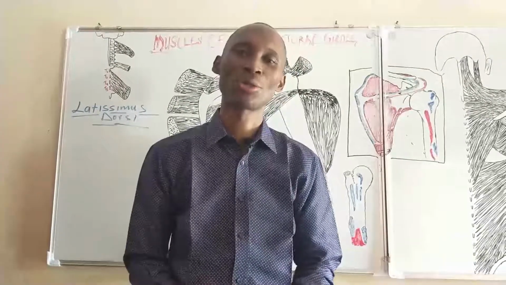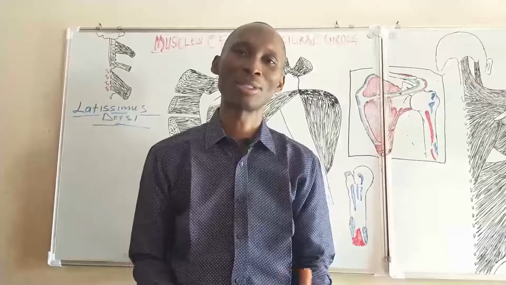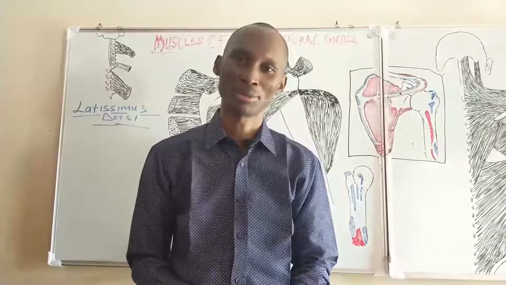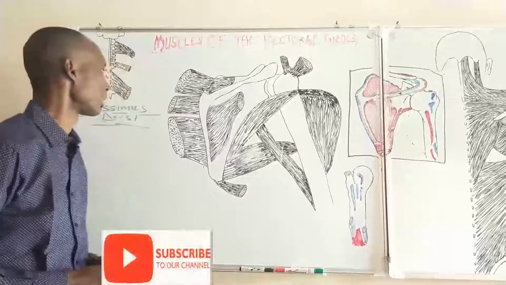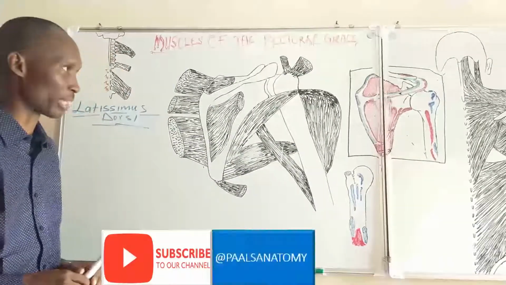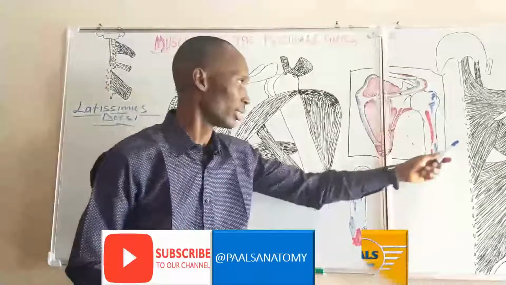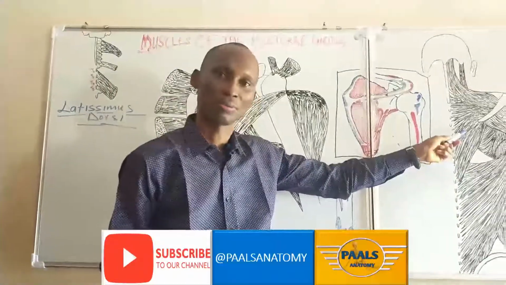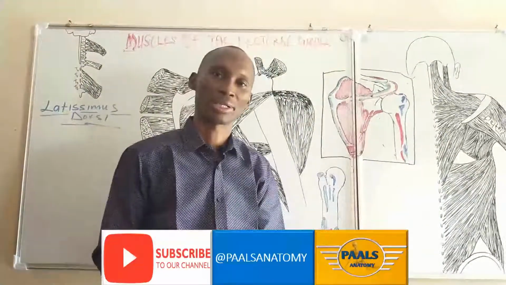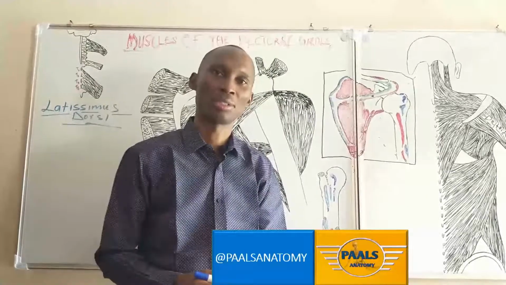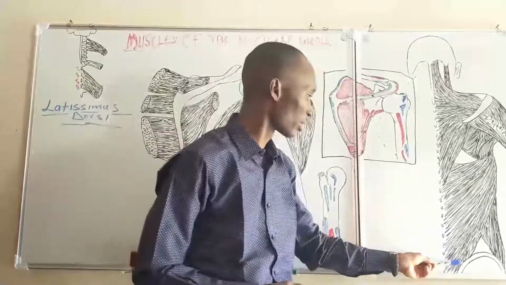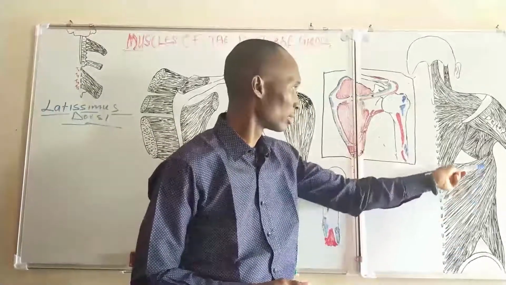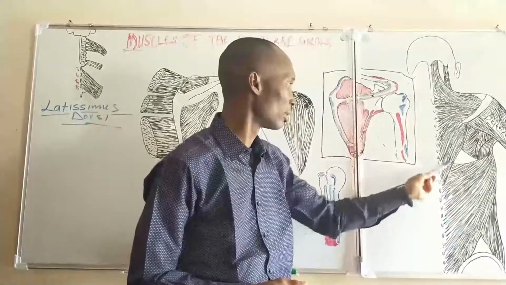In today's lecture, we'll continue with our study of muscles around the pectoral region. In our earlier lecture, we started with the muscle trapezius. But in today's lecture, we'll start with Latissimus Dorsi. This is the muscle Latissimus Dorsi.